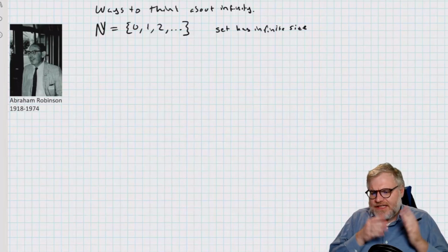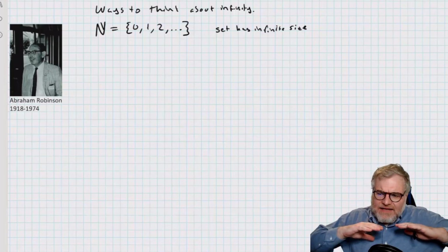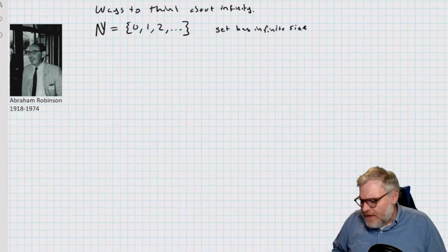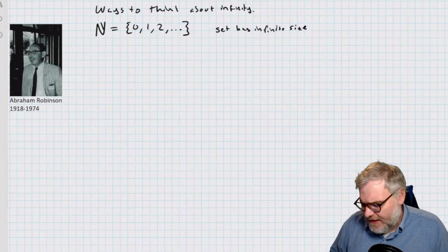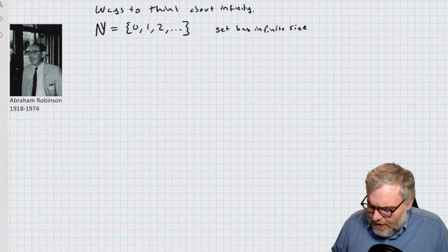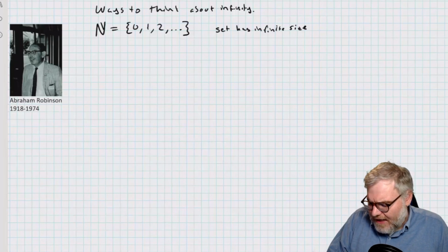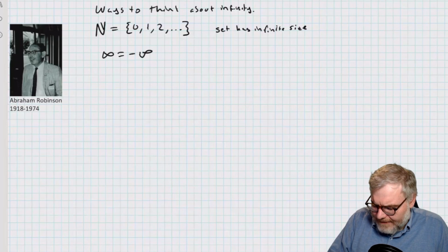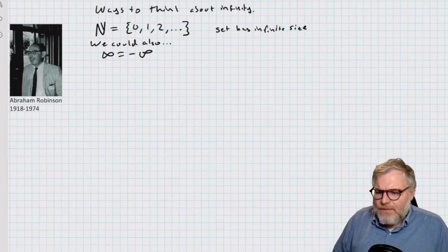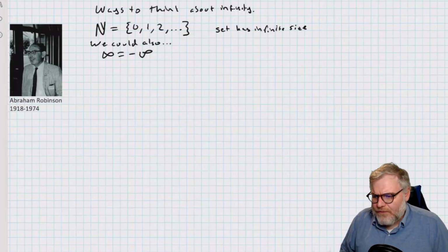What we're interested in in this class is unbounded with direction. And it should be noted that there are other ways to think about infinity. I could say we could have infinity equals negative infinity, okay? And this is what happens when you do what's called the Riemann sphere.